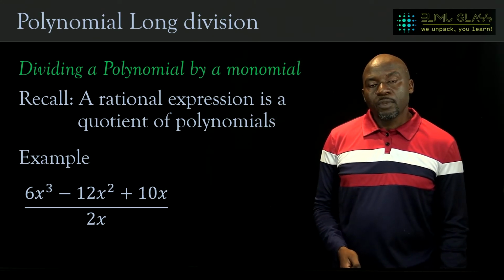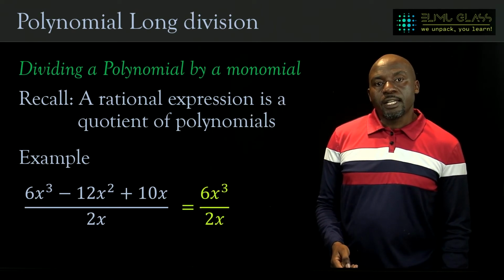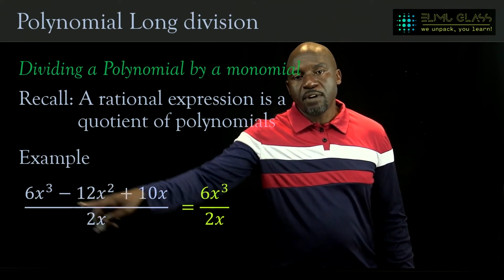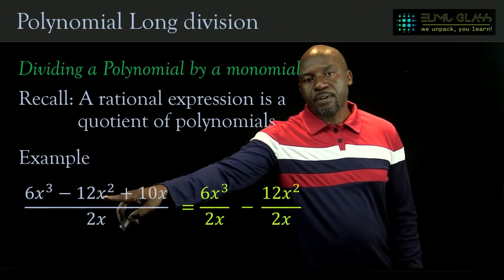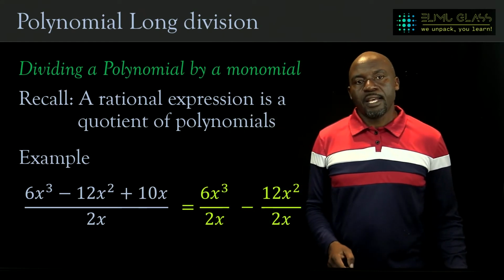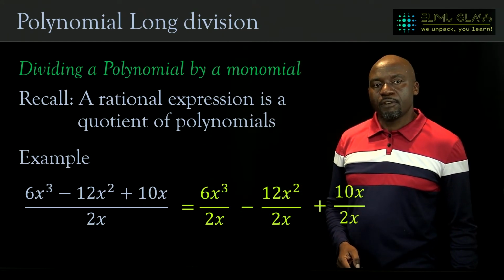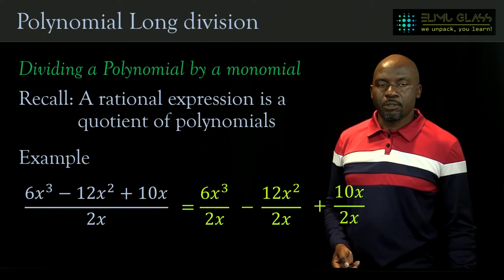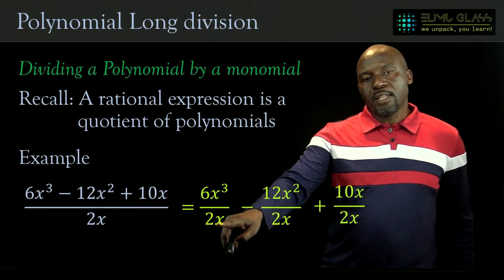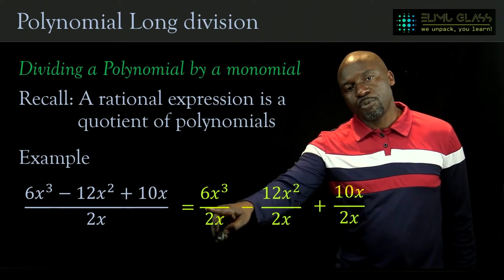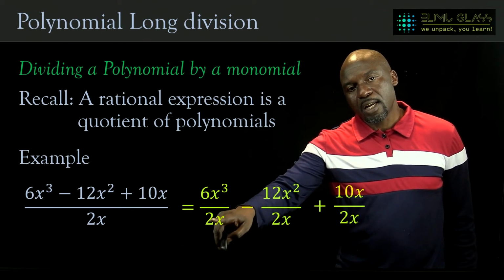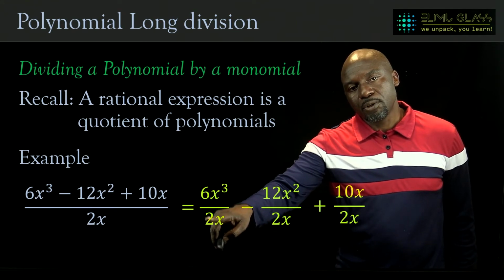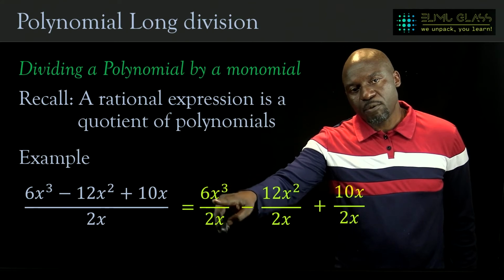What am I saying? We are going to have 6x^3 divided by 2x, then minus 12x^2 divided by 2x, and then plus 10x over 2x. And then the rest is simply to simplify that. If we simplify this, we should get 3x^2. I hope you can see that because we have 6 times x times x times x, and then we have 2 times x. 2 divides 6, we get 3. x cancels one of the x's and we are left with x^2.